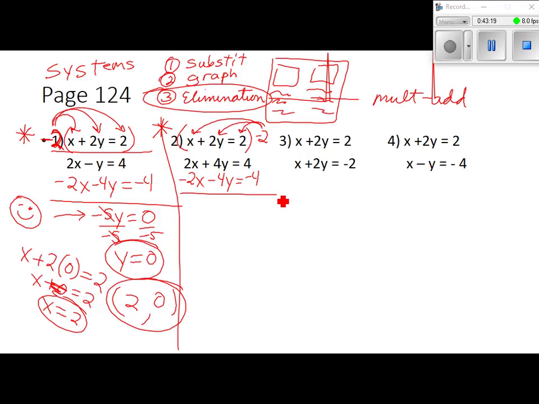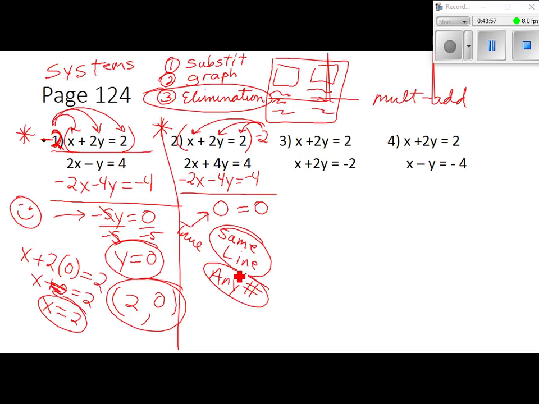We add them straight down. What happens with the x's? Everything cancels out. So what do I end up with? Zero equals zero. When that comes out to be a true statement, does zero equal zero? Yeah. If it was 13 equals 13, it'd be the same way. If it comes out to be a true statement, does anybody remember what that tells you about our two lines? They're the exact same line. Algebraically, what it tells us is that any number will work as our answer.